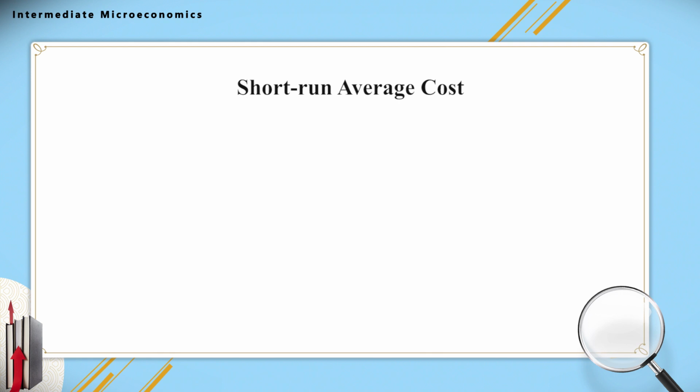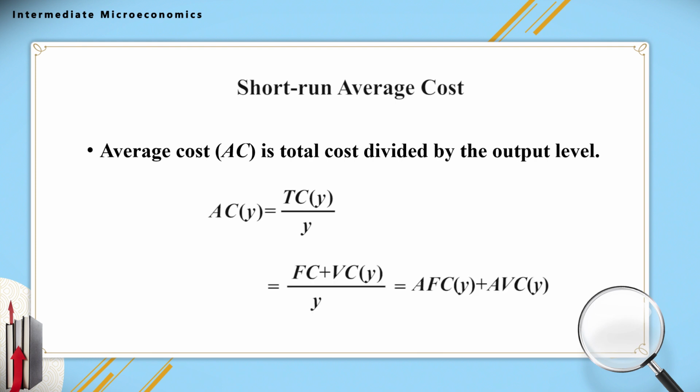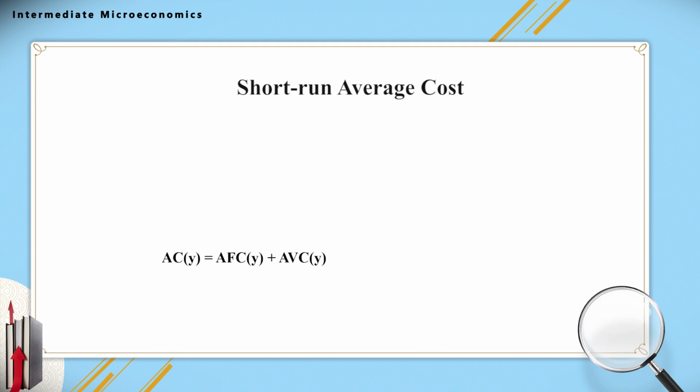Knowing the total cost function, we can find the average cost per unit of product, which is equal to the total cost divided by the output level. Since the short-run total cost can be divided into fixed cost and variable cost, the short-run average cost is also equal to the sum of average fixed cost and the average variable cost. How does the short-run average cost change with changes in output level?